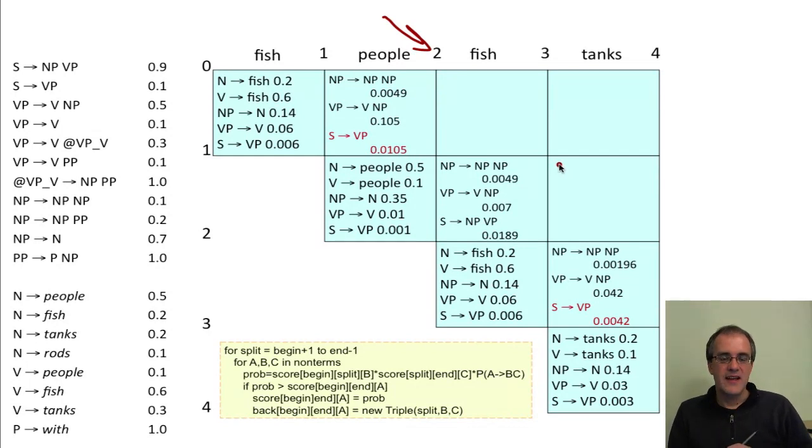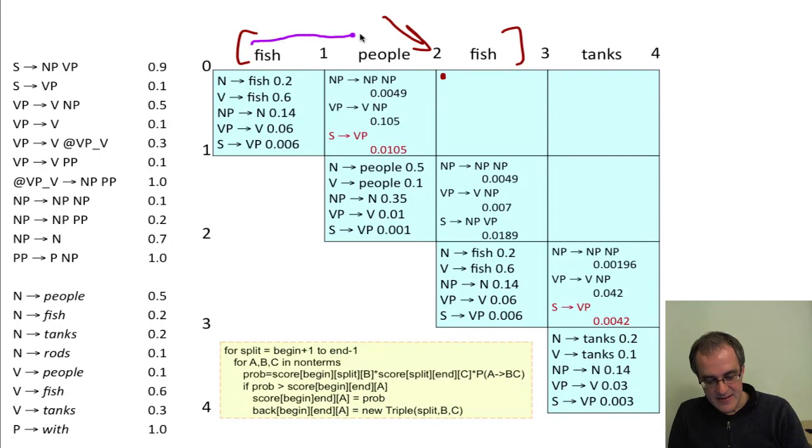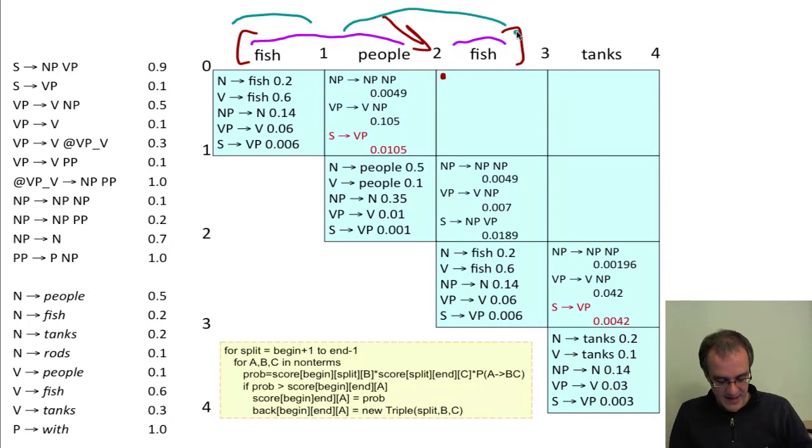So at this point, things get a little bit more interesting for building the binary constituents. So when we're going to build things in this cell, which are things from here to here, well, we're going to build binary constituents, but there are 2 ways that we can do it. We can either take something from here, from 0 to 2, and combine it with something from 2 to 3, or else we can take something from 0 to 1 and combine it with something from 1 to 3. And that's what we do in this part of the algorithm here.